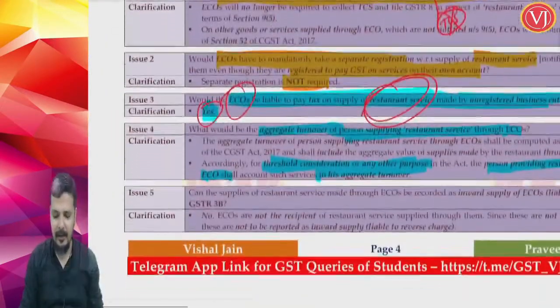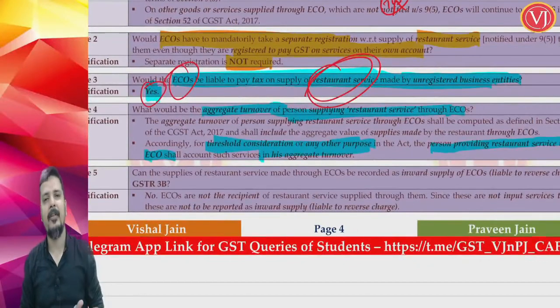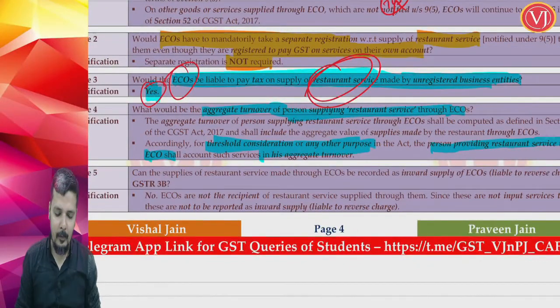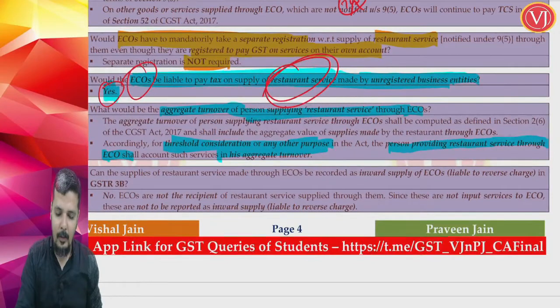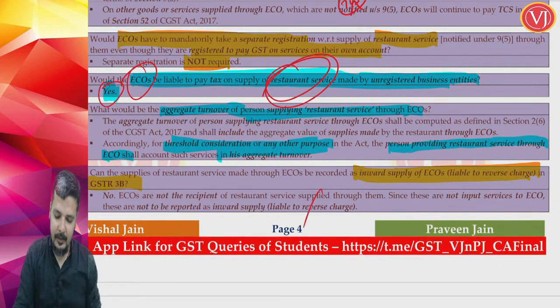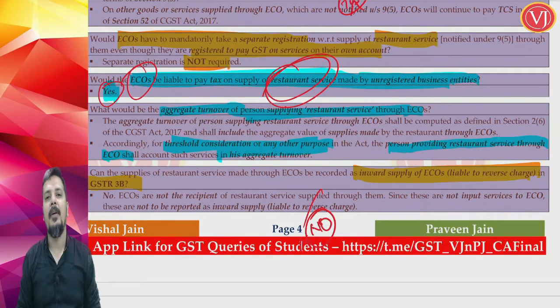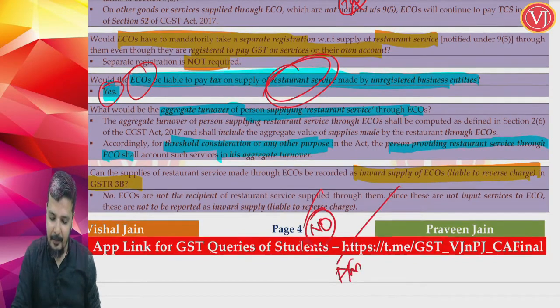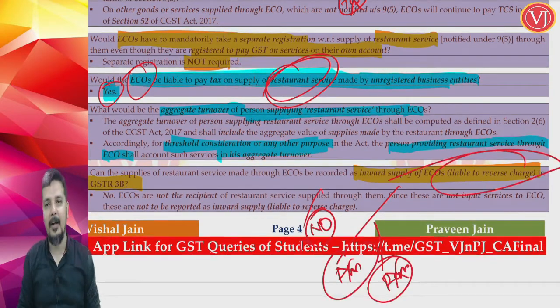Very logical clarifications. Now the next question, and all the points are quite simple. Whether the services on which ECO is paying GST will be reported as RCM in your GST 3B? Again the answer is no. Understand that I said that when Swiggy is paying GST on behalf of the restaurant, it is neither FCM nor RCM. So it won't be reported as reverse charge mechanism.